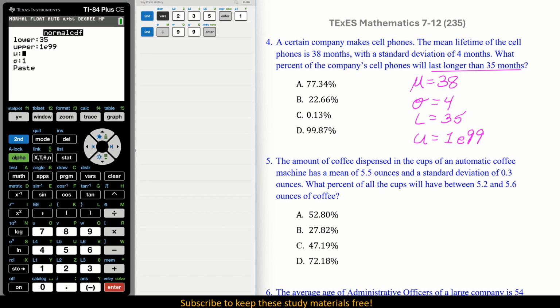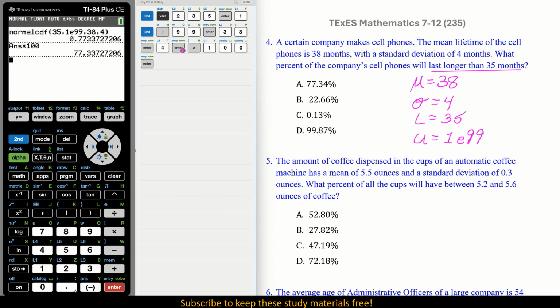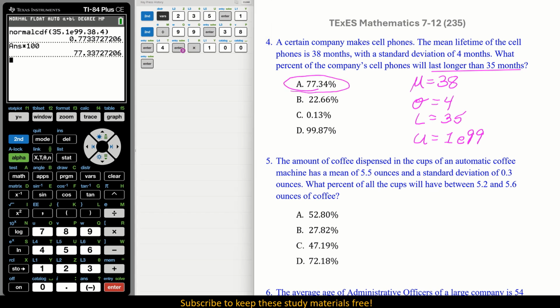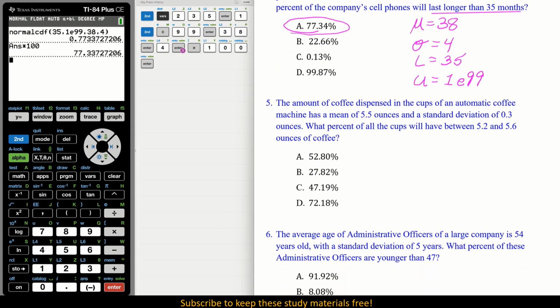Enter. And we have a mean of 38. Enter. Deviation of 4. Enter that twice. Okay, and again. All right, and then we want a percentage, so we push times 100. Push enter. That gives us a rounded option of A. All right, okay, good. Let's go to number 5.